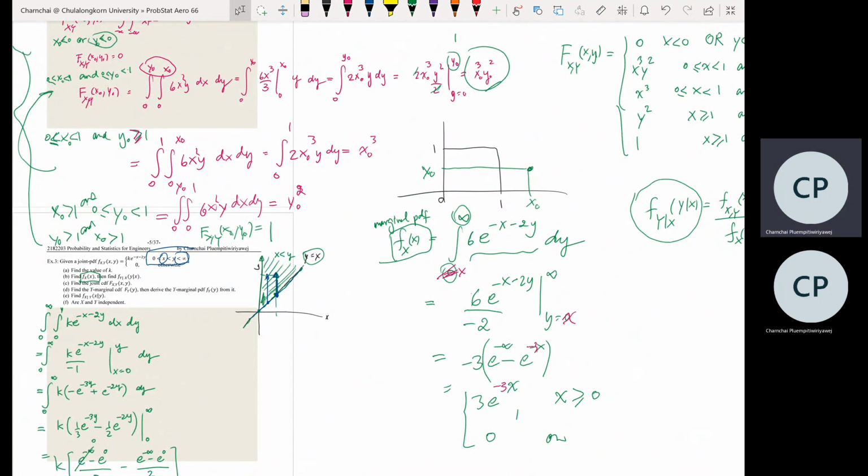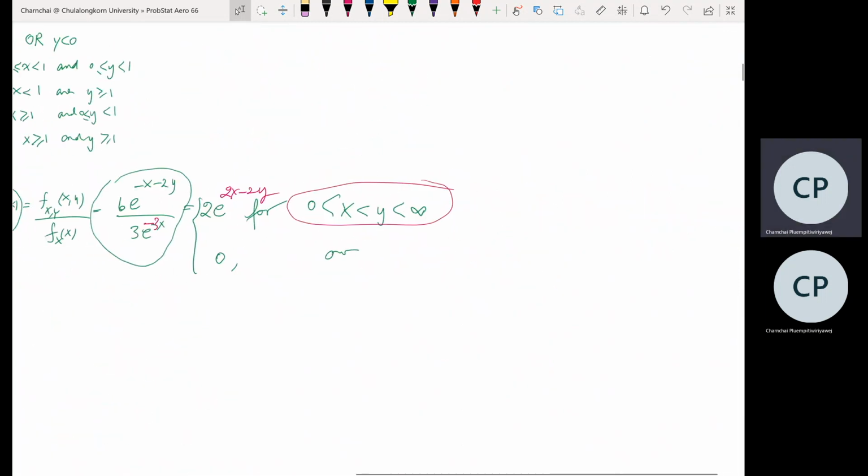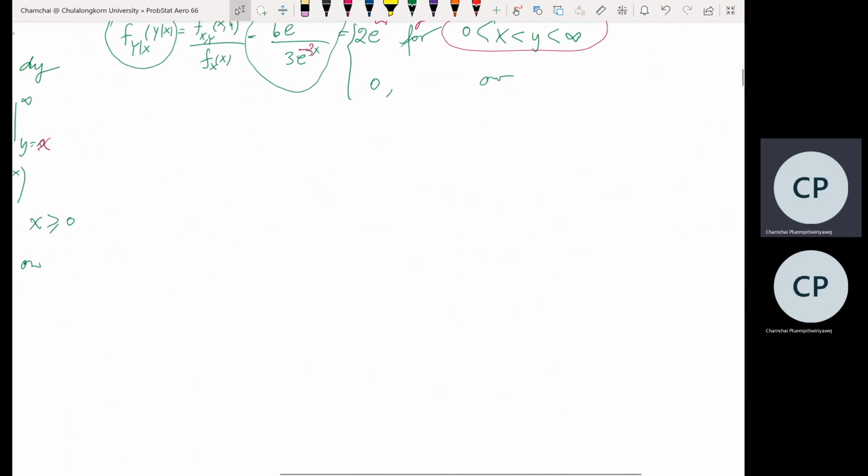Okay, our joint CDF, we've got to be careful. Joint CDF is the most difficult one, apparently. Okay, got to be careful now. F of x, y.